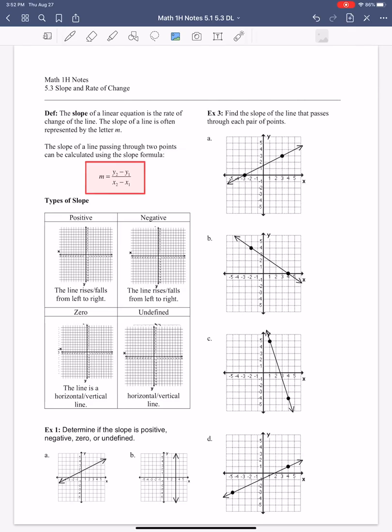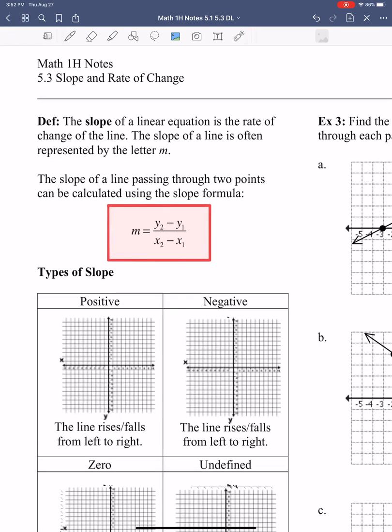All right, moving on to 5.3, which is on slope and rate of change. It says the slope of a linear equation is the rate of change of the line. The slope of a line is often represented by the letter m, so you've probably seen that before with your mx plus b. Okay, and it says the slope of a line passing through 2 points can be calculated using the slope formula. So we're going to check this formula out a little bit more in depth in a second, but probably some stars and bells and whistles around it. It's going to be pretty important for finding the slope.